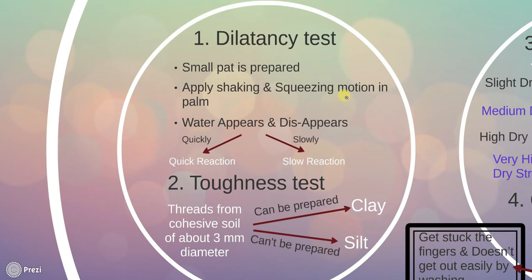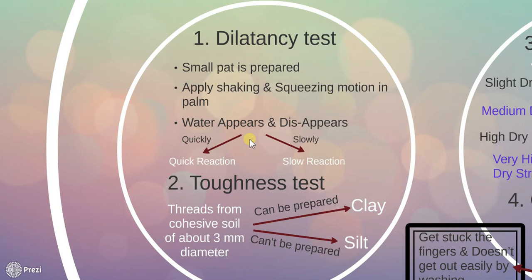observe the motion in the palm. If the soil gives a positive reaction, water appears on its surface, which changes to a lively consistency and appears glossy. When the pat is squeezed between the fingers, the water and gloss disappear from the surface. It becomes stiff and ultimately crumbles. The rapidity with which water appears on the surface during shaking and disappears during squeezing is used in the identification of fine-grained soil. The larger the size of particles, the quicker is the reaction.